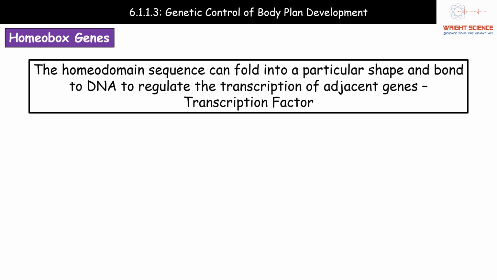So that homeodomain sequence can actually fold up into a particular shape, and when it does that, it can bond to DNA, and as a result of that bonding, can regulate the transcription of the adjacent genes. That means it's basically acting as a transcription factor. So quite simply, that homeodomain sequence can then bind onto a particular region of our DNA and therefore control the transcription of other genes next to it.